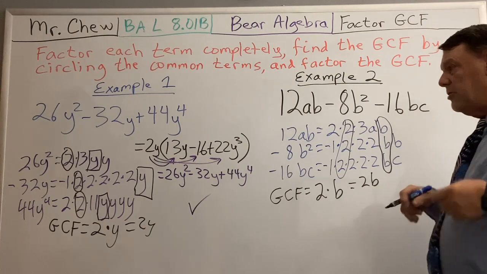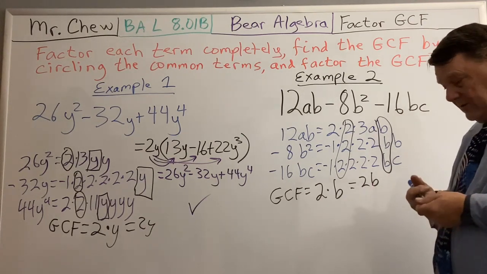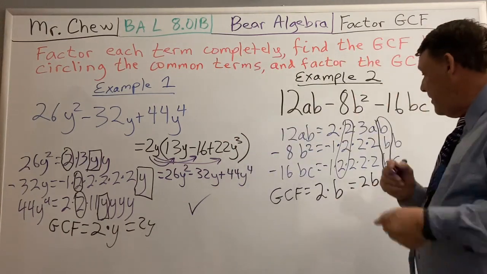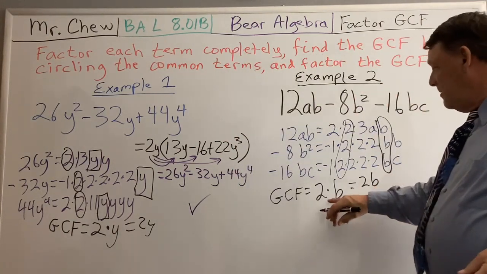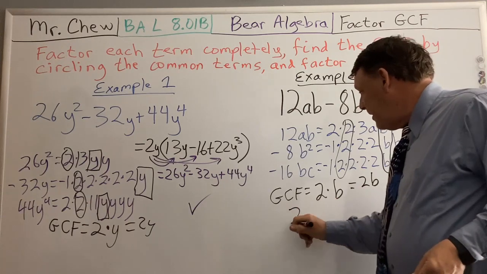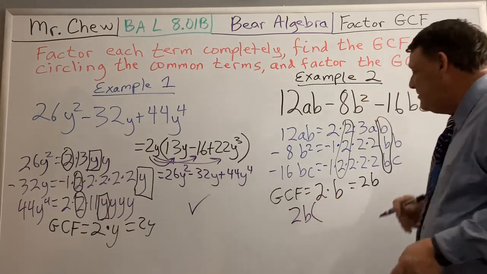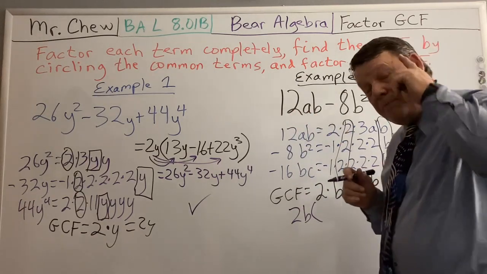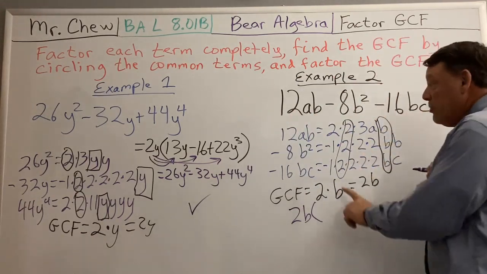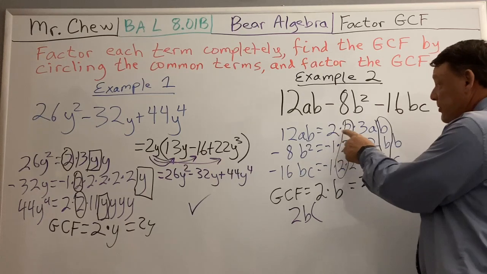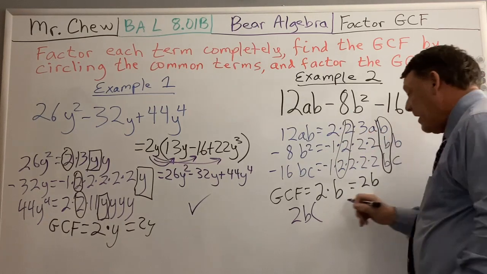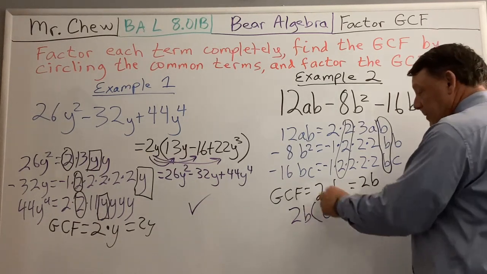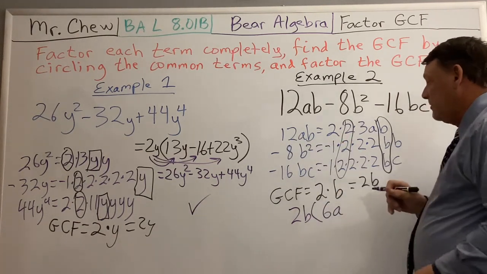All right, so you remember how you factor out that GCF now? You take the GCF, 2b, and then I say, what do I multiply by 2b to get 12ab? Some people automatically in their head know it. If you don't, look and see what hasn't been circled. 2 times 3 times a is 6a. So when I multiply 12ab, yep, that worked.